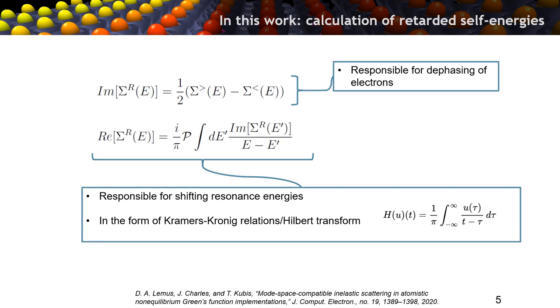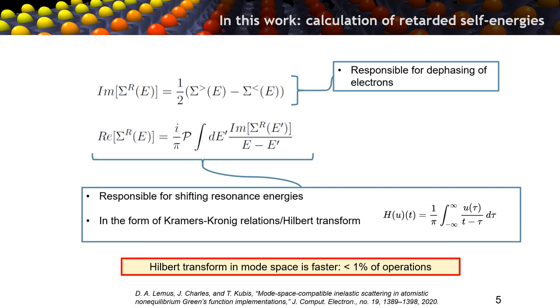And since this needs to be solved for all matrix elements, mode space can reduce the number of Hilbert transform operations down to under 1% of the number of operations needed in a full basis.